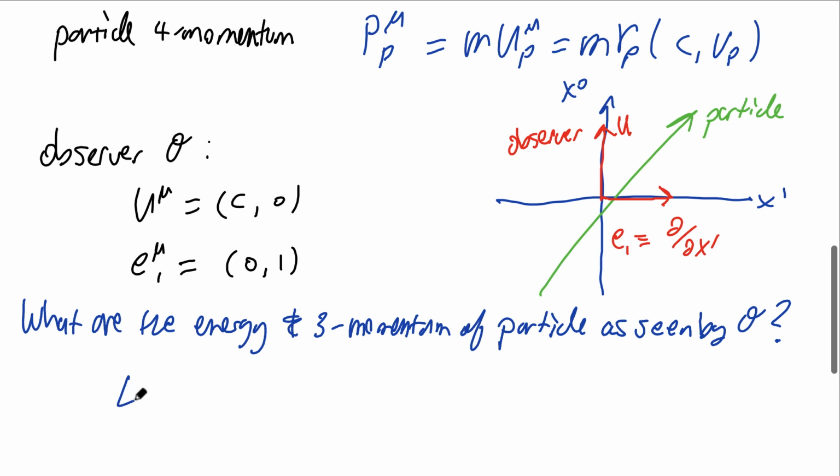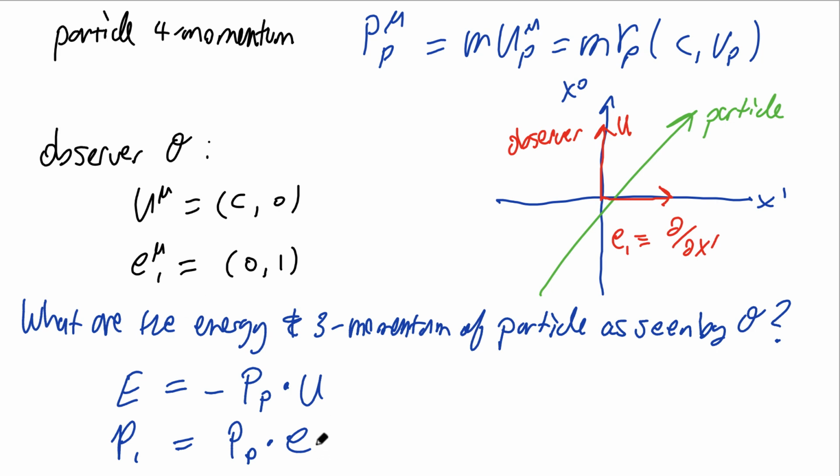So the energy, we'll call it E, is, well, there's a minus sign in here, the dot product of the particle momentum with the observer's forward velocity. And the ordinary 3-momentum, we'll just call that P1. If we were working in 3 spatial dimensions, there would be a P1, P2, and P3. This is just the dot product between the 4-momentum and the spatial basis vector.